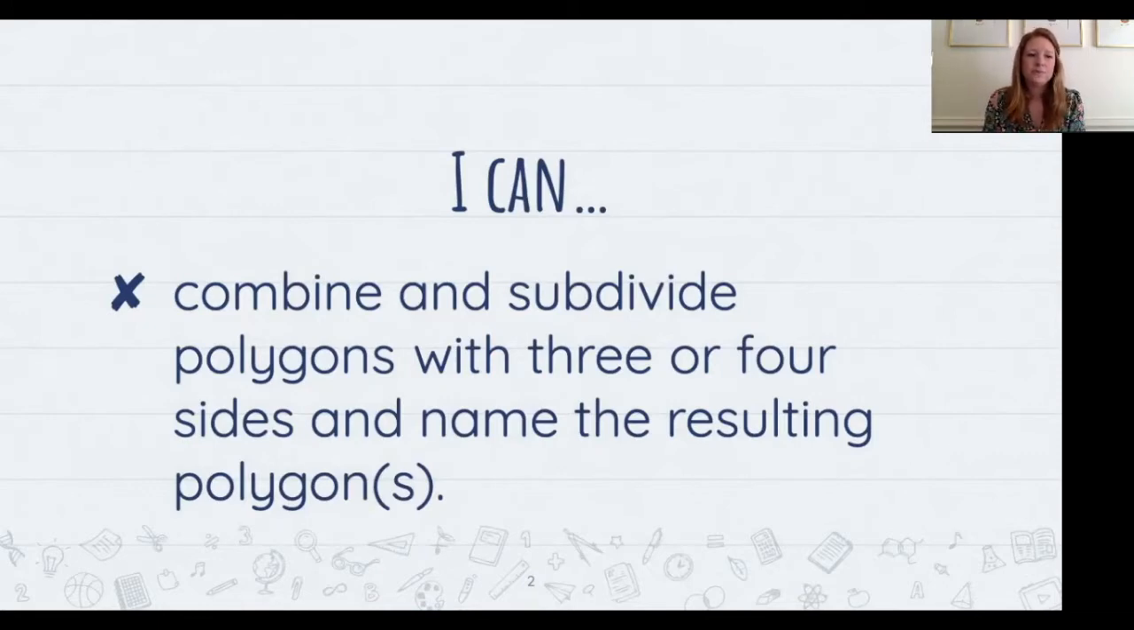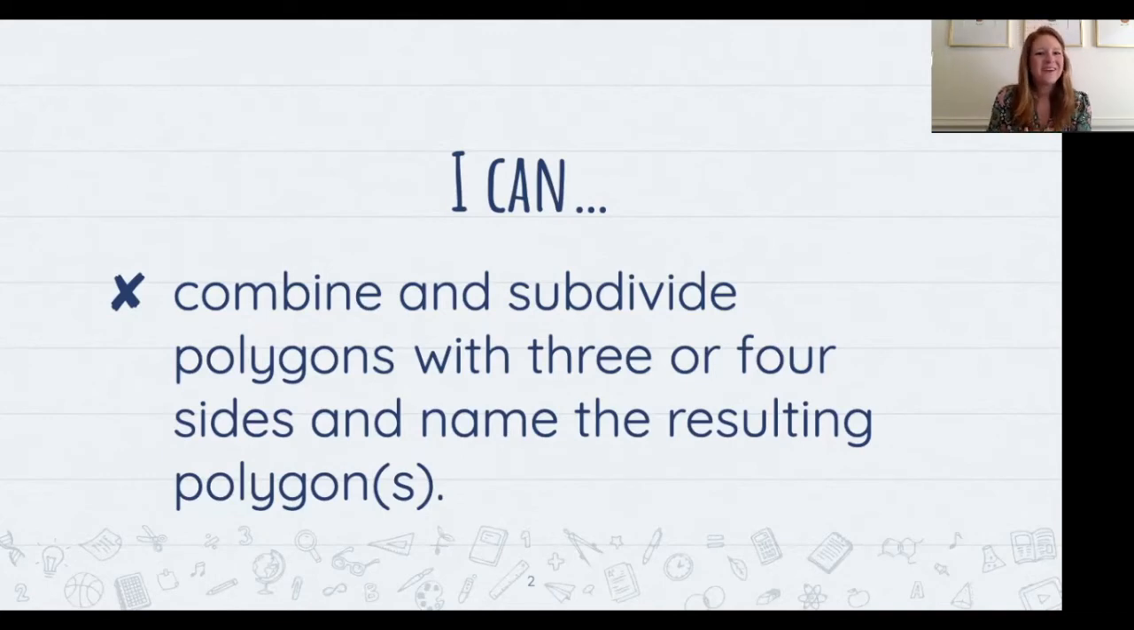So as a reminder, last week you guys talked about polygons, and a polygon is a closed figure with at least 3 angles. Today we're going to be working with polygons that have 3 or 4 sides only. Do you have an idea for what polygons we could be working with?